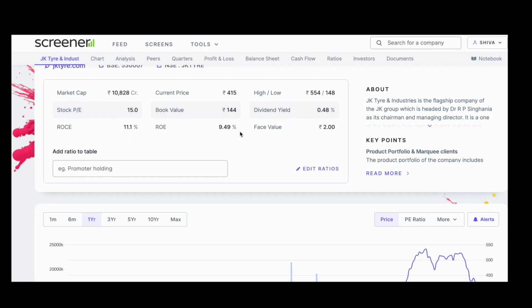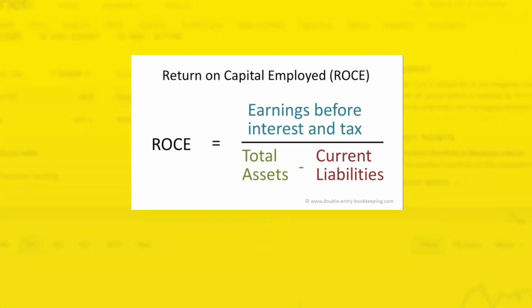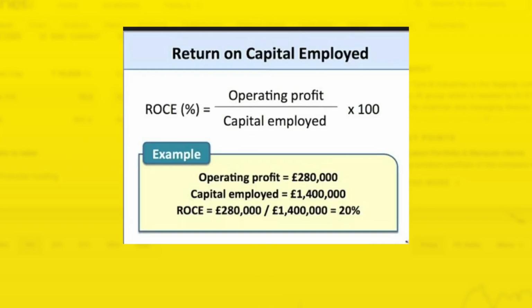Here we will discuss ROCE. It means return on capital employed. Here we can see a formula. It says earnings before interest and tax divided by total assets minus current liabilities. Here is an example: the operating profit before interest and tax divided by capital employed, multiplied by 100%. So here we get 20% ROCE. A higher ROCE shows a good and healthy asset to buy in any company.